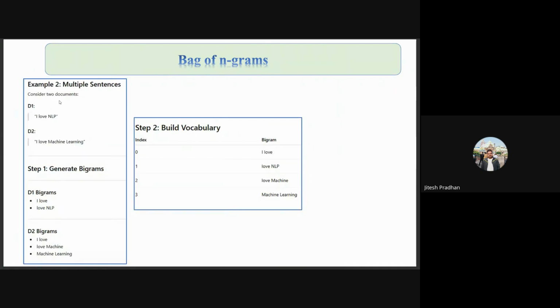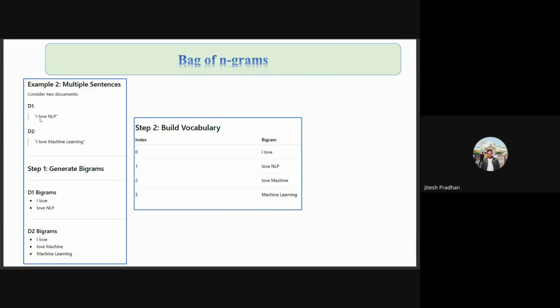Now let's take 2 sentences: "I love NLP" and "I love machine learning". Okay. So from the first, it will generate "I love", "love NLP". From here, it will generate "I love", "love machine", "machine learning". Now the bigrams will be "I love", already present, "love NLP", "love machine", "machine learning". So look at here, it generated four bigrams.